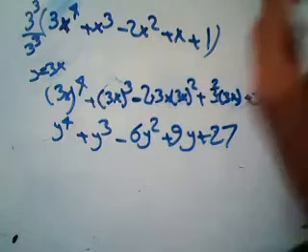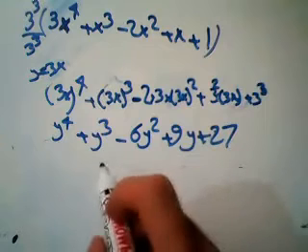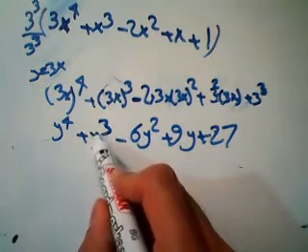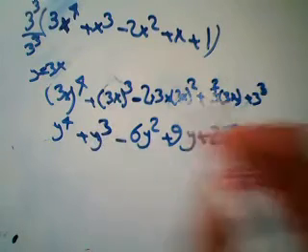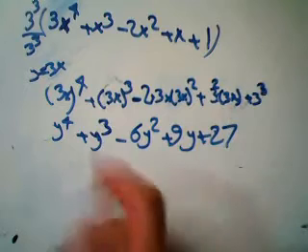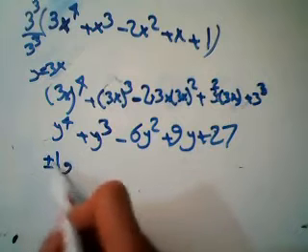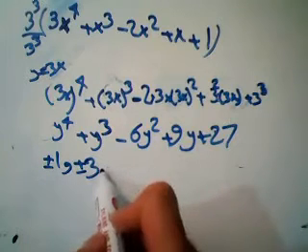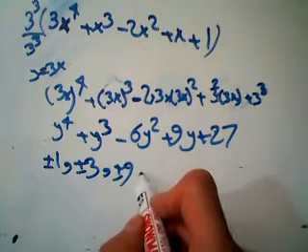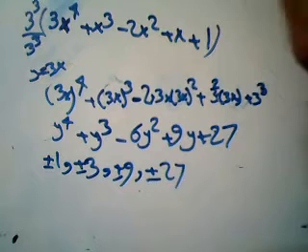Okay, now here the coefficient of that is 1 and the coefficients of the rest are integers. So according to the theorem, the possible integer values of y which would make it 0 are the divisors of 27. What are the divisors of 27? It is plus or minus 1, plus or minus 3, plus or minus 9, and plus or minus 27.